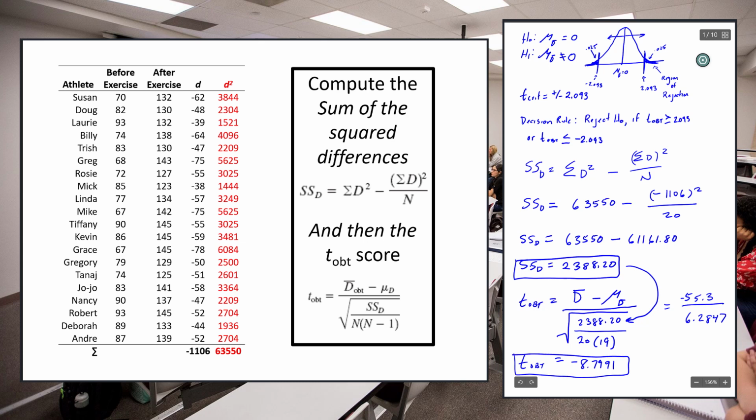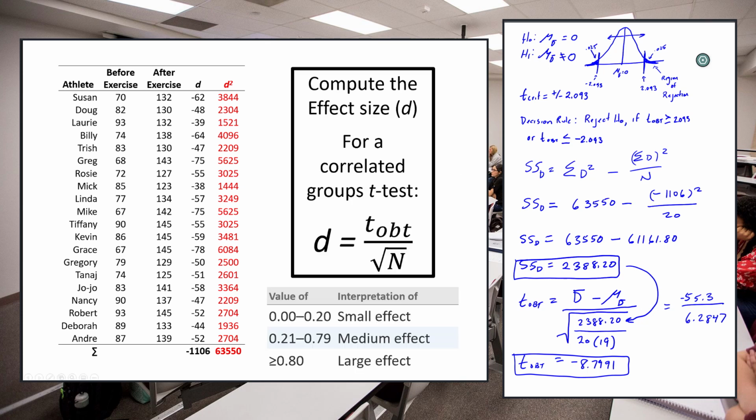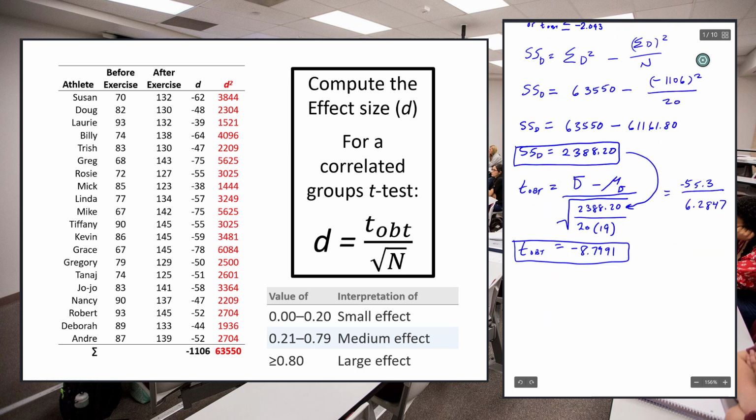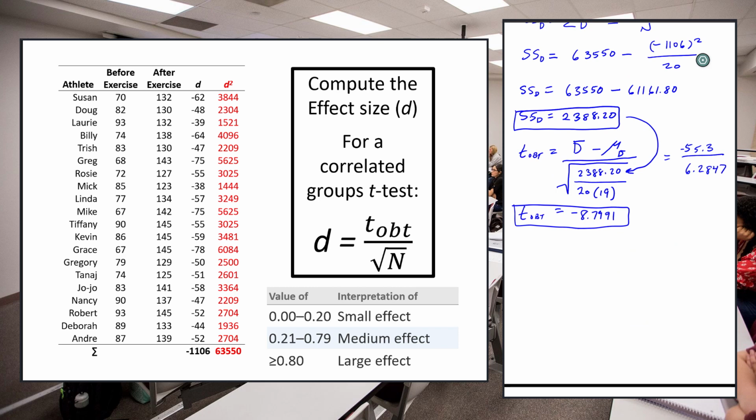That is a huge difference. So we need to go back now and look at our decision rule. But before we do so, we should probably compute our effect size just for good measure. Some people would suggest that you should not report an effect size and you should check your decision rule first. I am personally of the persuasion that effect sizes should always be reported.